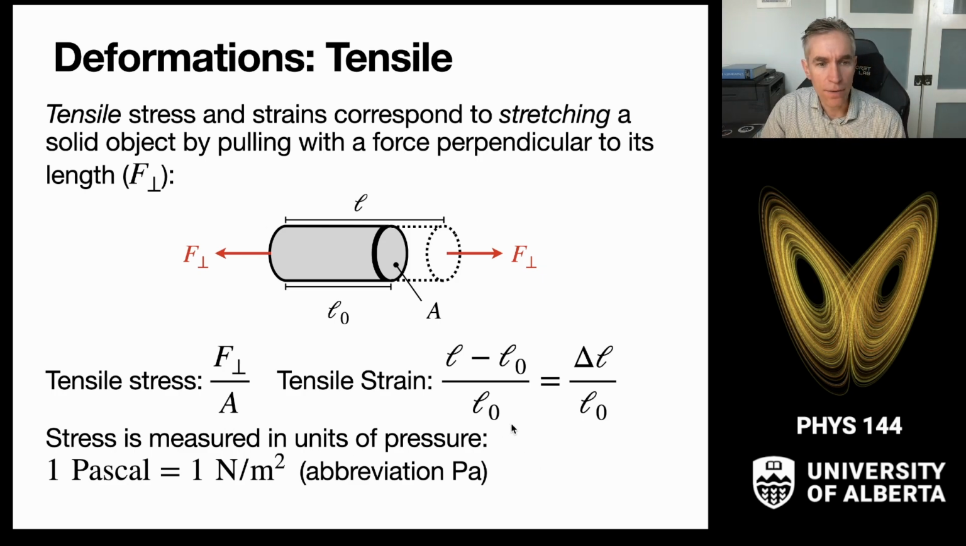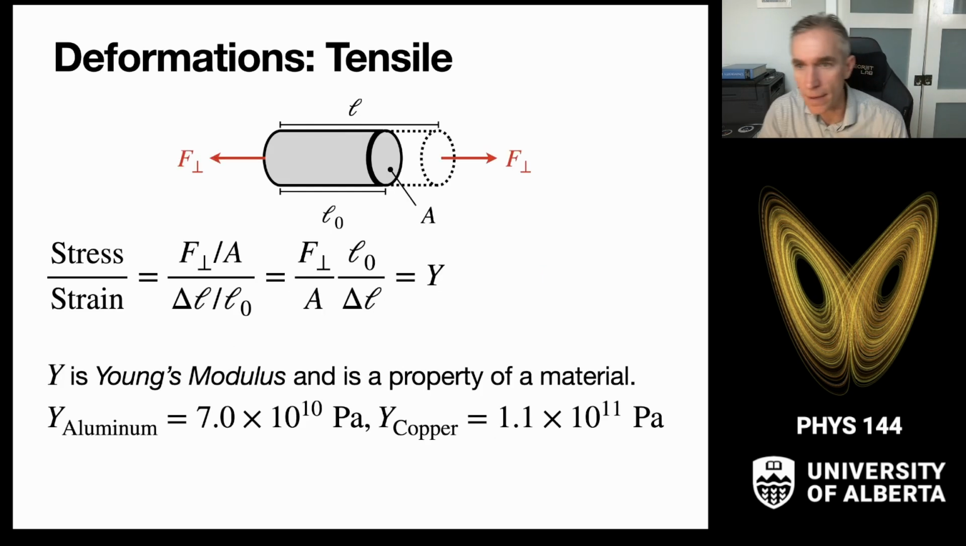So we then take all of these variable definitions and we turn them into a relationship which describes the stress over the strain. So that's the F perp over the cross-sectional area divided by the fractional change of length over the original length. And this gives me F perp over A times L naught over delta L. And all of that is equal to a constant.